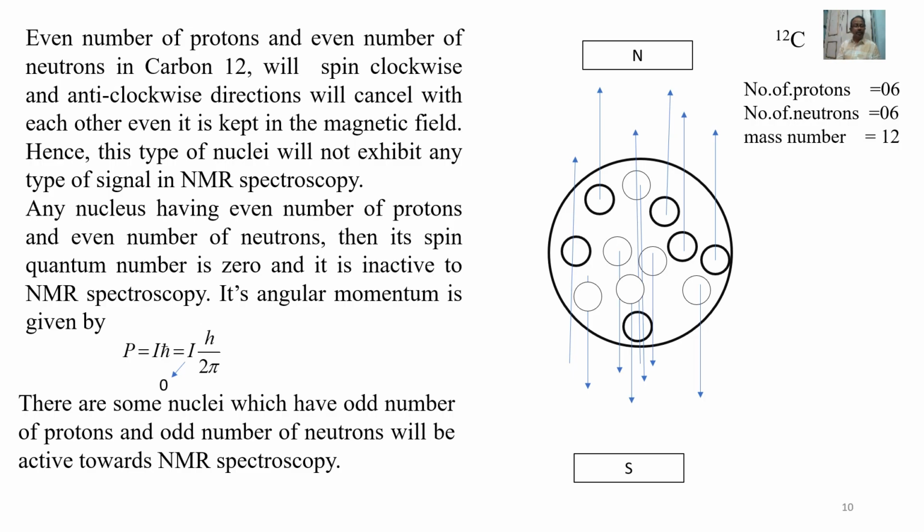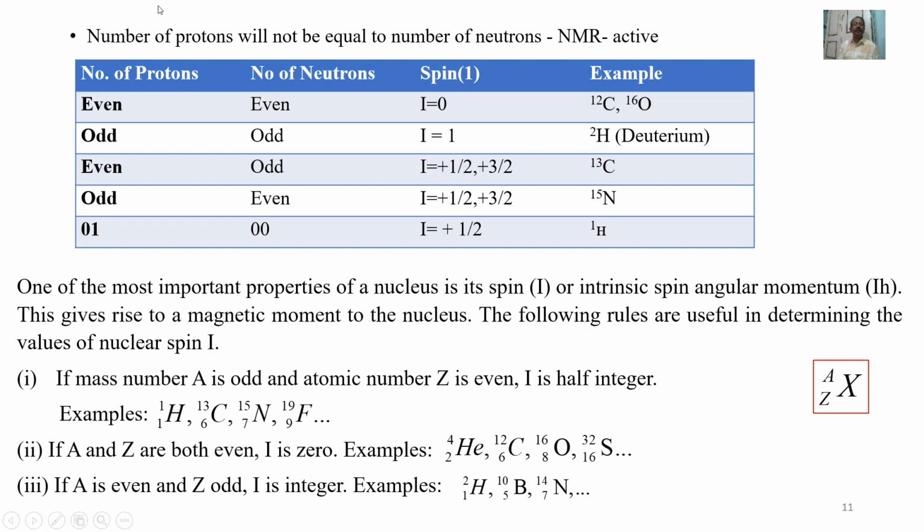There are some nuclei having an odd number of protons and an odd number of neutrons that will be active towards NMR spectroscopy. So the number of protons will not be equal to the number of neutrons. That will give us always NMR active. For NMR active, the number of protons should not be equal to the number of neutrons. And this is the table that shows which elements will be NMR active and NMR inactive.